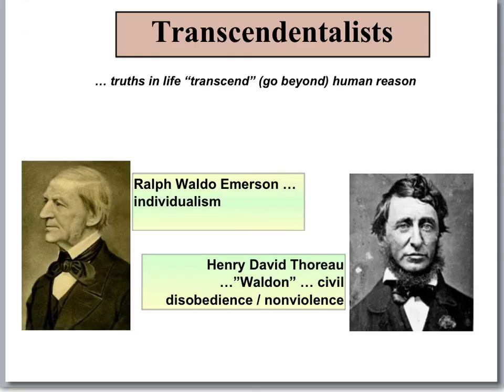Okay, the last thing we're going to talk about are the Transcendentalists. This is a group of people that believe that truths in life go beyond, or transcend, human reason. The most famous of all is Ralph Waldo Emerson, and he has this idea of individualism. He believes that each person is important. So think about slavery. Every human being is important. They're more important as individuals than as the collective group.